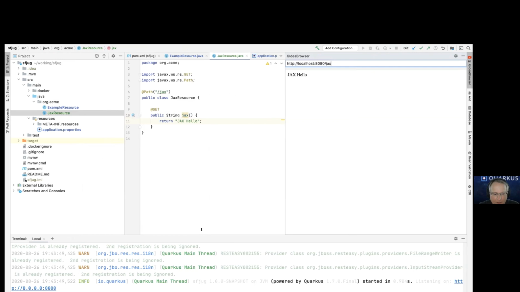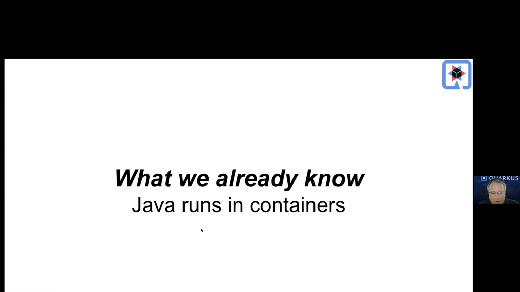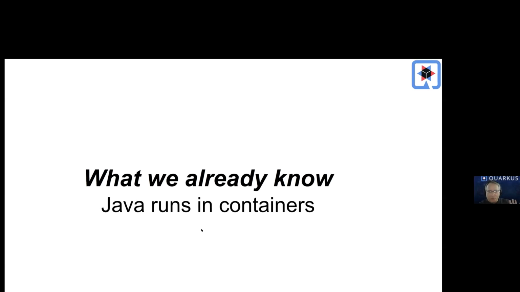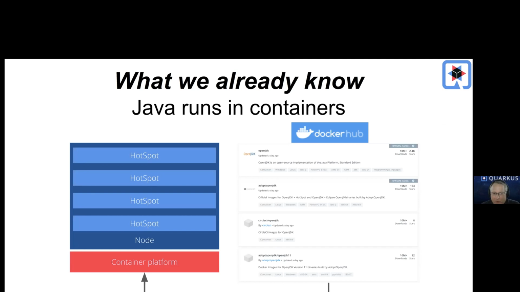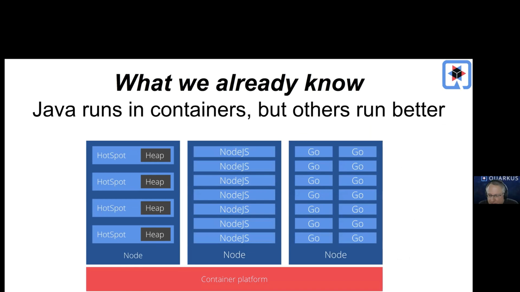All right, now what we already know is that Java runs in containers. So I'm going to move from some of the live coding onto Java running in containers. You can go to Docker Hub and see tens of millions of downloads of various JDK implementations, right? And I don't think this is a surprise to anybody. The problem is it does not run as efficiently as some other language runtimes.